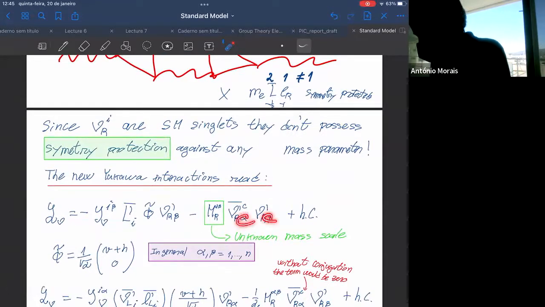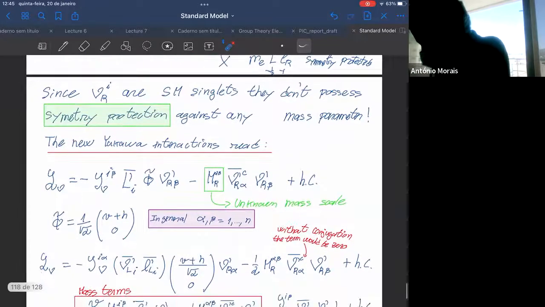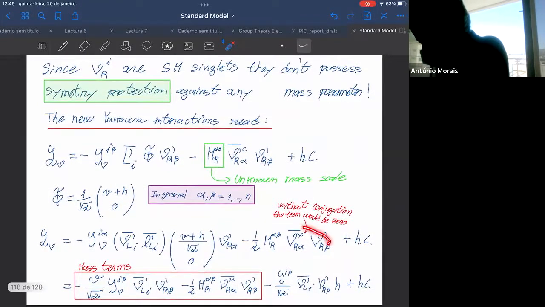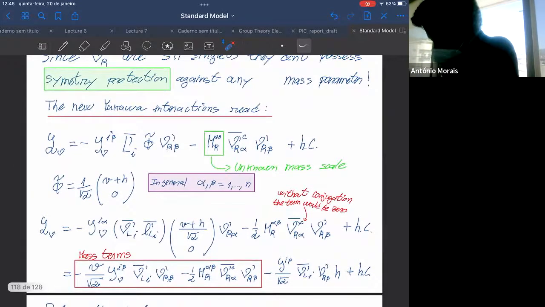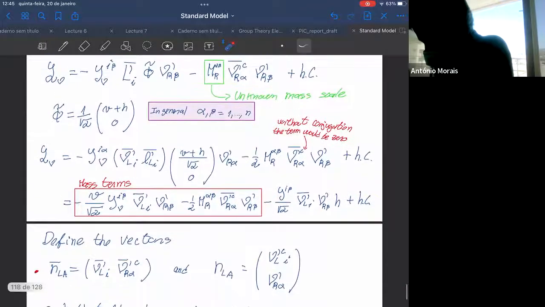And also note that in general we don't have to add only three generations. We can have n generations, provided that you don't have anomalies, if you have an extra gauge symmetry. So now the game is the same, but because of this extra term, we may have to reorganize these terms in a way. So we have the mass terms here, and we can define these vectors.